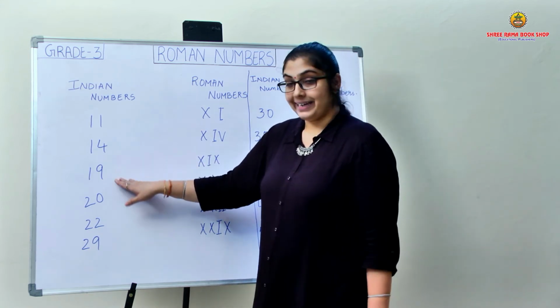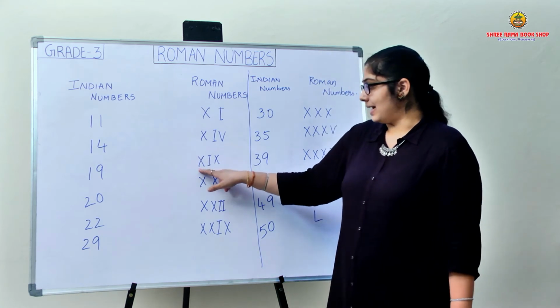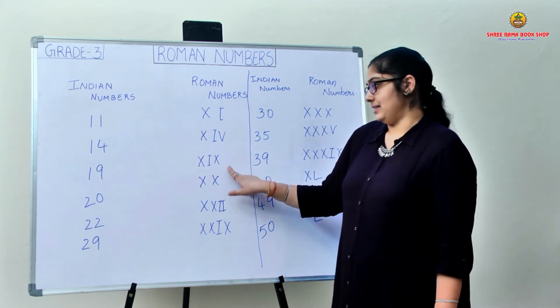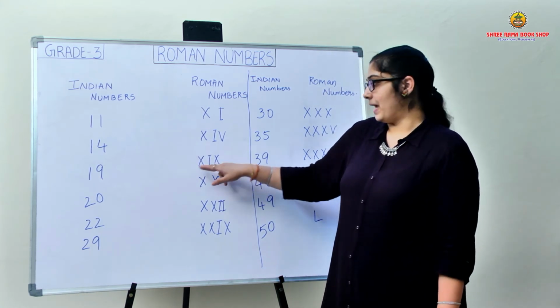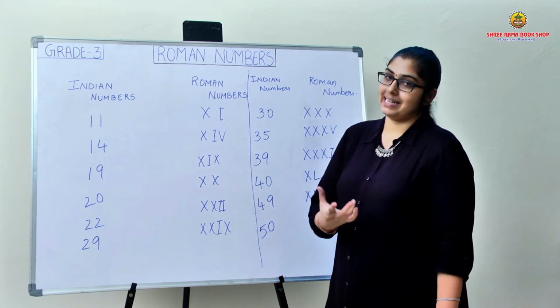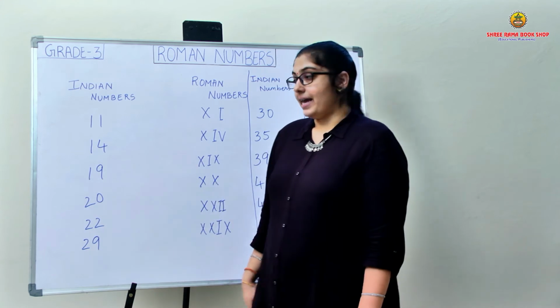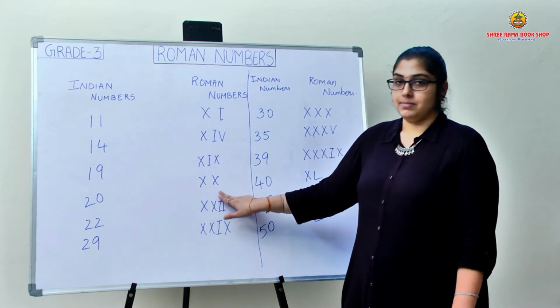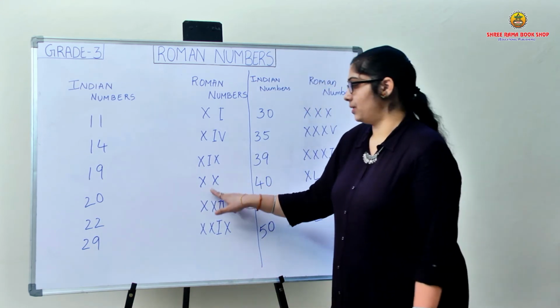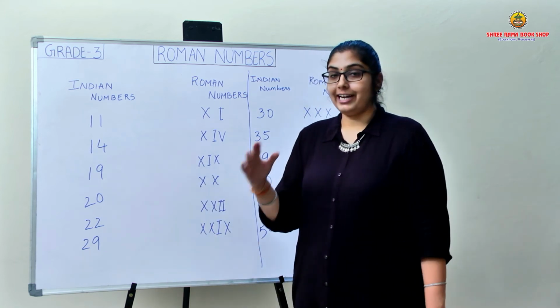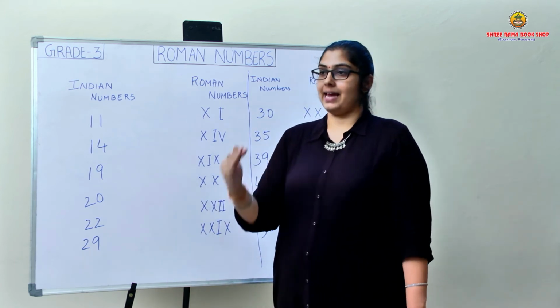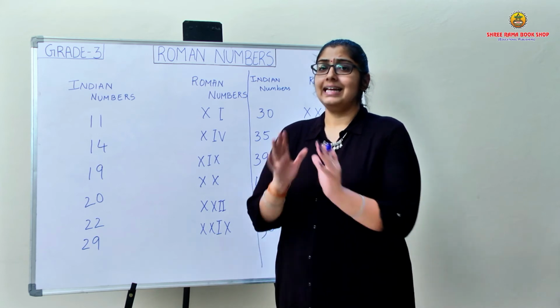Now I'll go for 19. 19 will be written as XIX. So IX is 9 and X is 10, so 9 plus 10, I get the value 19. If I want 20, I can write X two times, so X and X represents 20. If I write X three times, XXX, it represents 30.